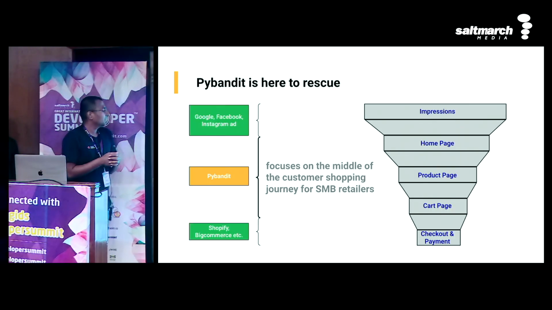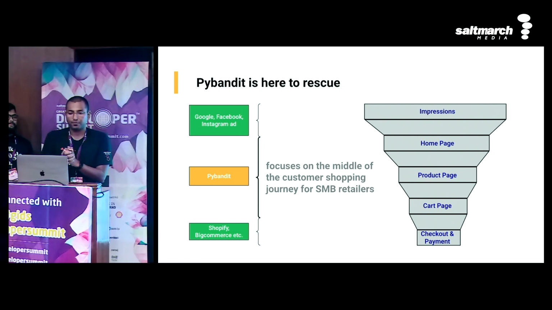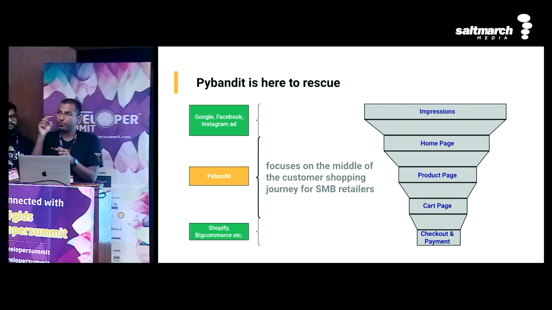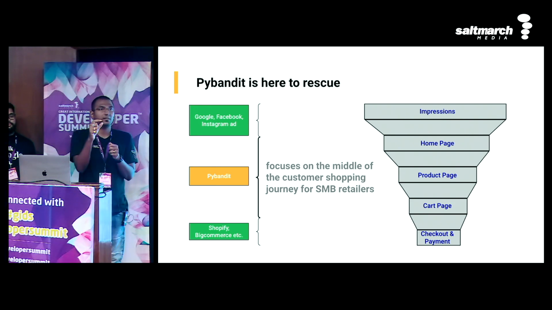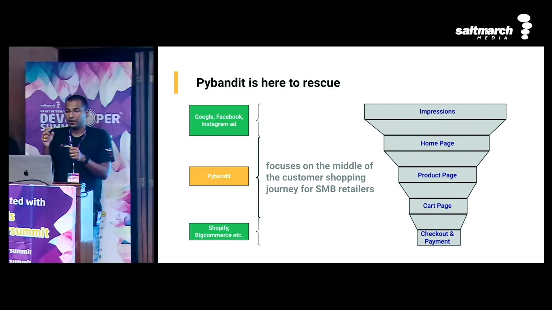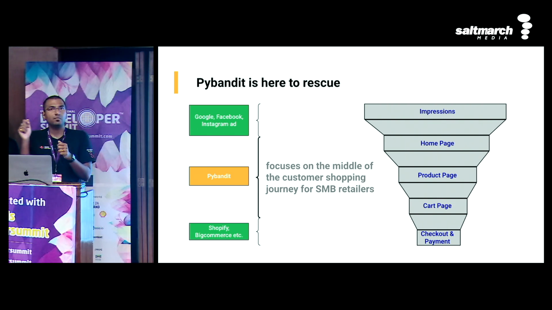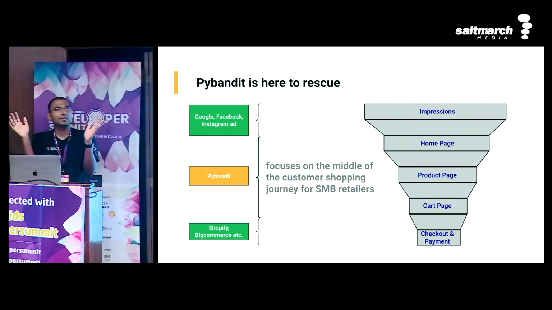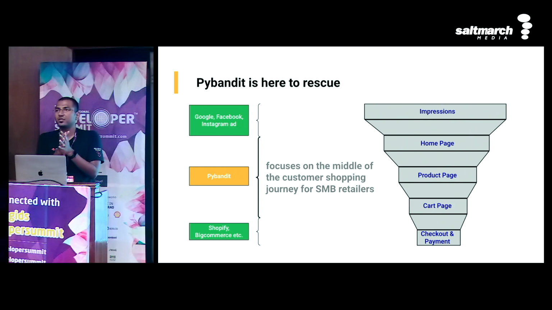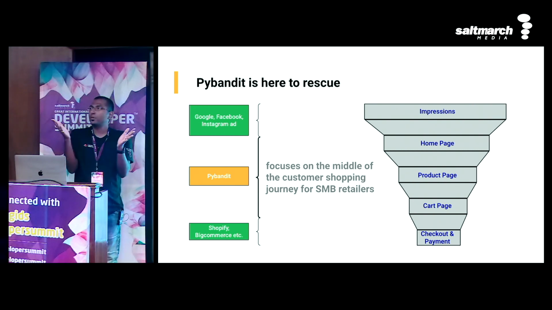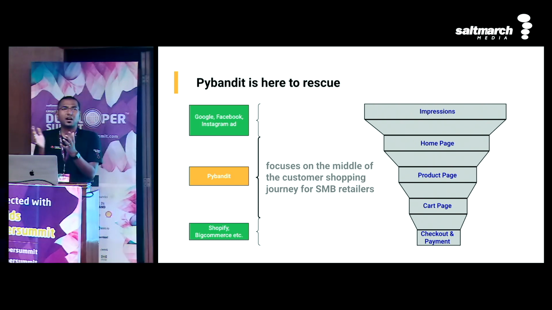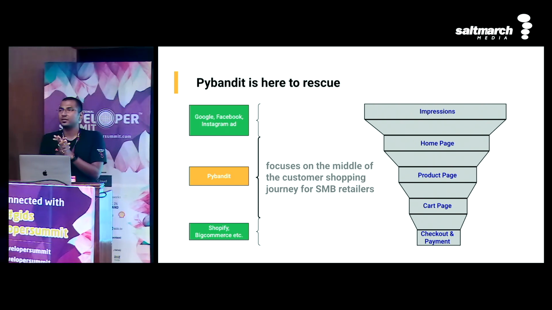So that is the reason Pybandit is here, right? Pybandit focuses on this middle of the funnel, that is the homepage, product page, and the cart page, and it focuses on small and medium business users, which is not in lakhs or millions, right? If you look at Amazon, they have millions of users coming every day on their website. But small and medium businesses have hardly 20, 25 products, 20, 25 SKUs on their website, and it is hardly 5,000 to 10,000 impressions they are getting, right?